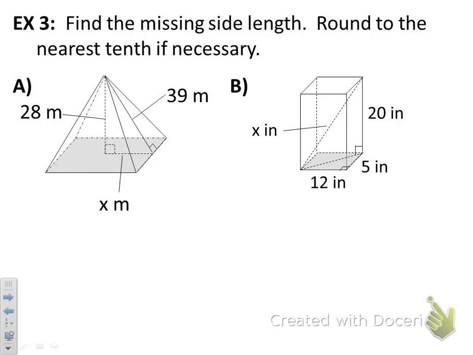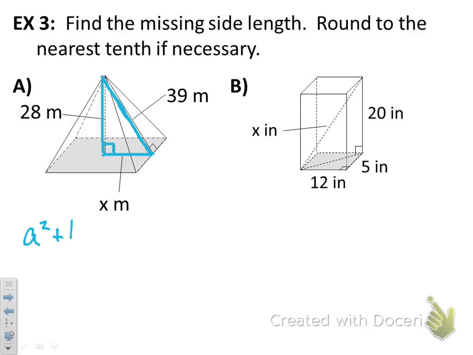Here we have three-dimensional figures where we can find the missing lengths. Now, in part A, we're given the height of a triangle and the hypotenuse of this right triangle. So now we're going to use a squared plus b squared equals c squared, except we're going to have to do some subtraction. So let's show you how that works.